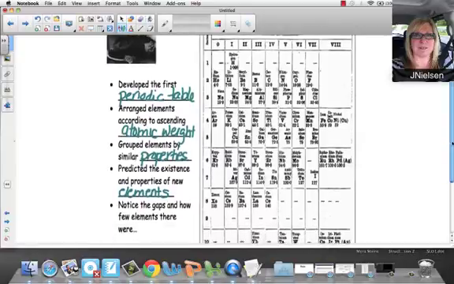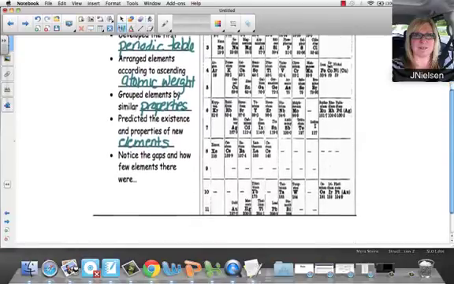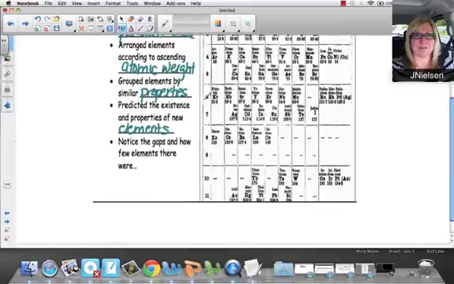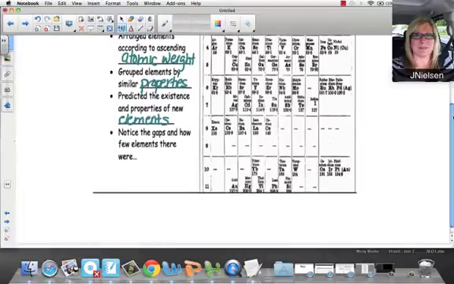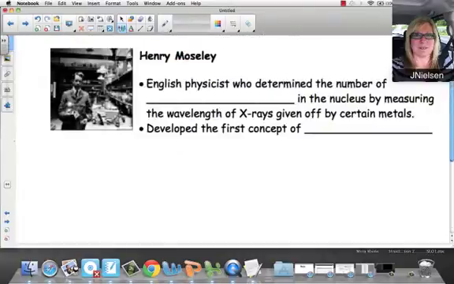But when he did this according to atomic weight, he noticed that he had all these gaps. But it was a very good beginning. I don't want to discredit Dmitri Mendeleev. But what Moseley did was even more important.